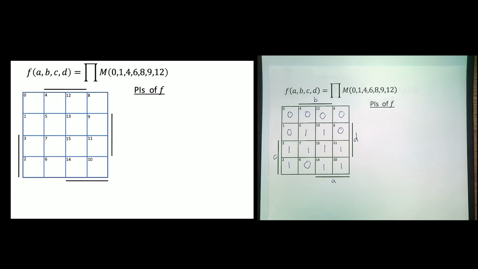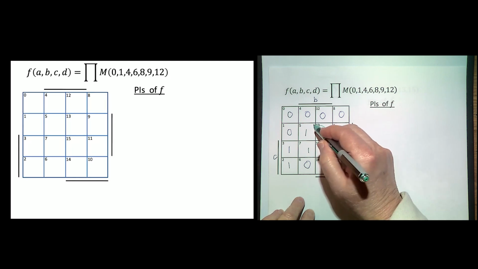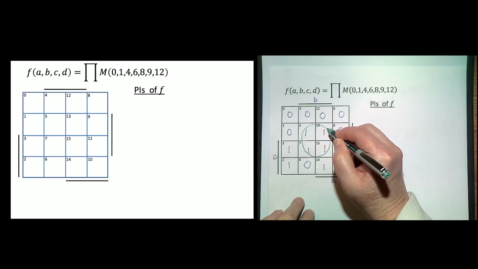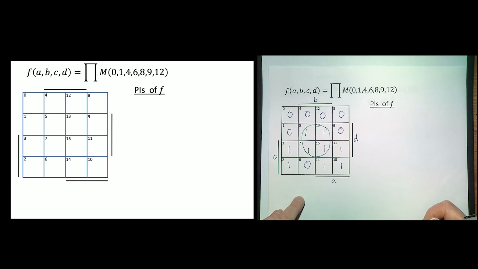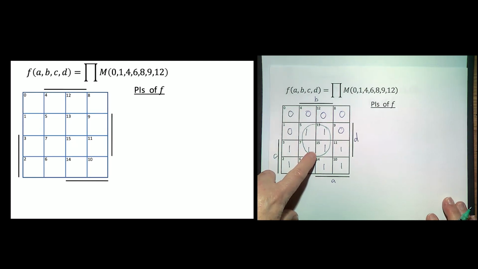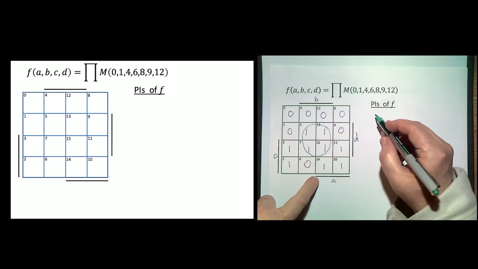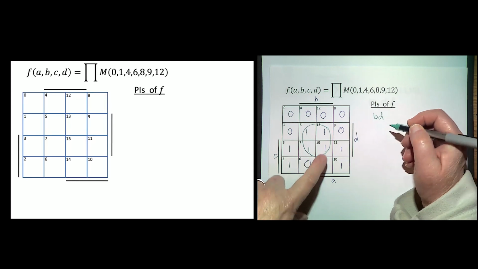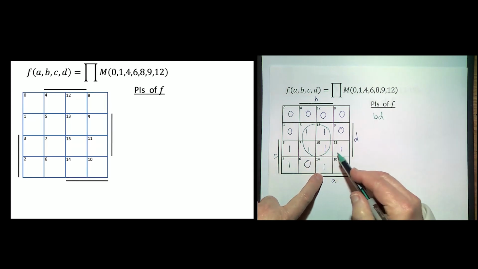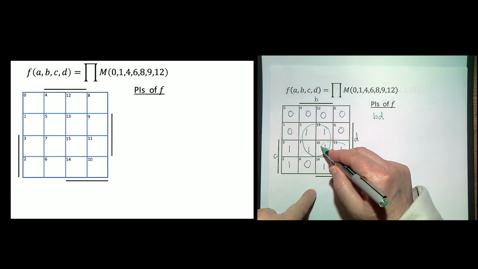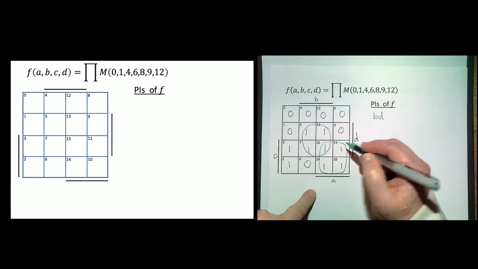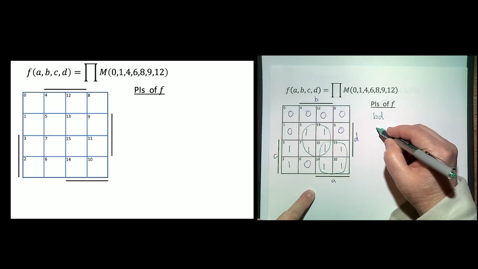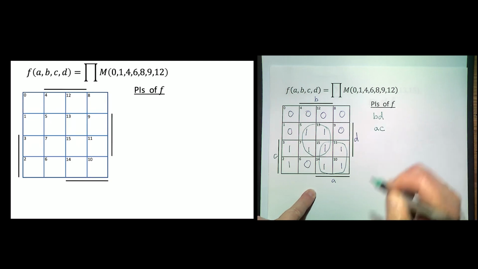Yes. 5, 7, 13, and 15. Okay, there's a nice 2x2 here. And what's the product term? Sorry, I'm going to say 15, 11, 14. Well, let me get the product term for this one first. BD. BD, okay. All right, which one did you want? Sorry, 15, 11, 14, and 10. Okay, so these 4. And what's the product term for this one? CD. A C. Okay.